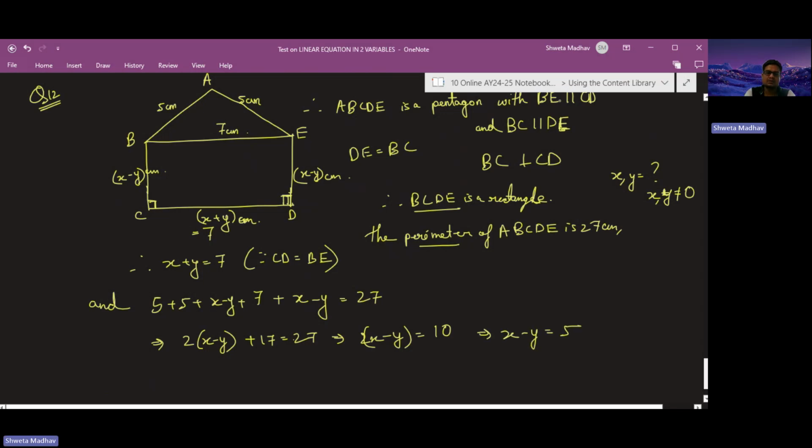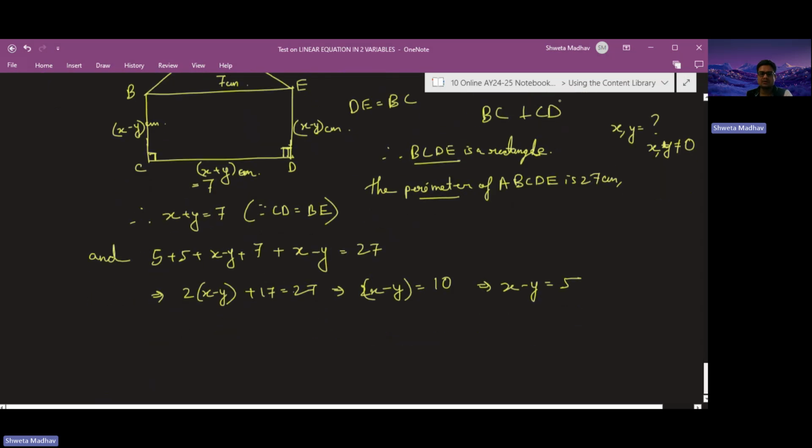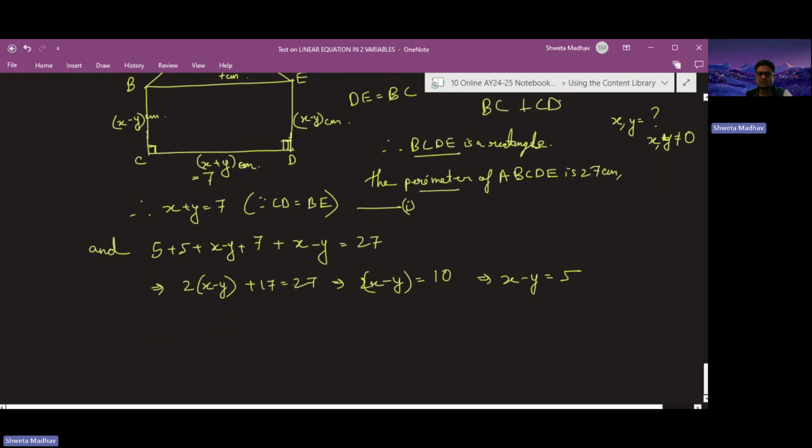So therefore the equations are x plus y equal to 7, and the other one is x minus y equal to 5. So now if you add them, then we'll get 2x, since y will get cancelled. 2x is equal to 7 plus 5, that is 12. So x will be equal to 6, and so y will be equal to 7 minus 6, that is 1. So y will be equal to 1.